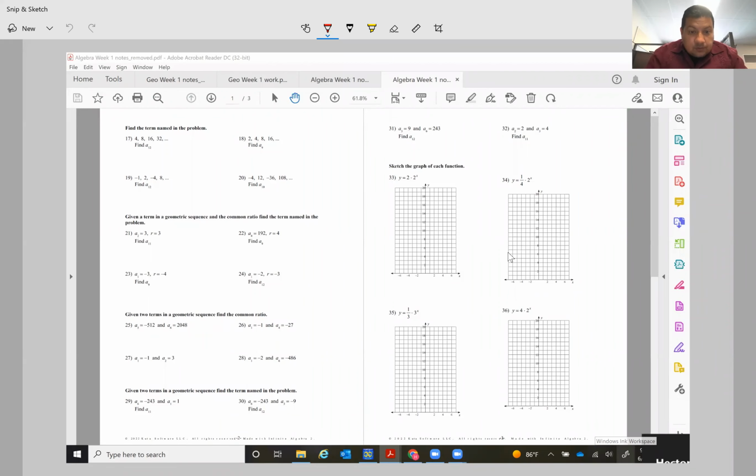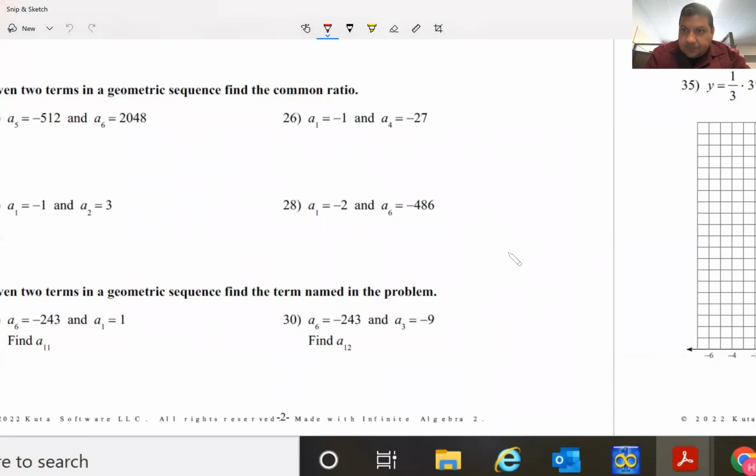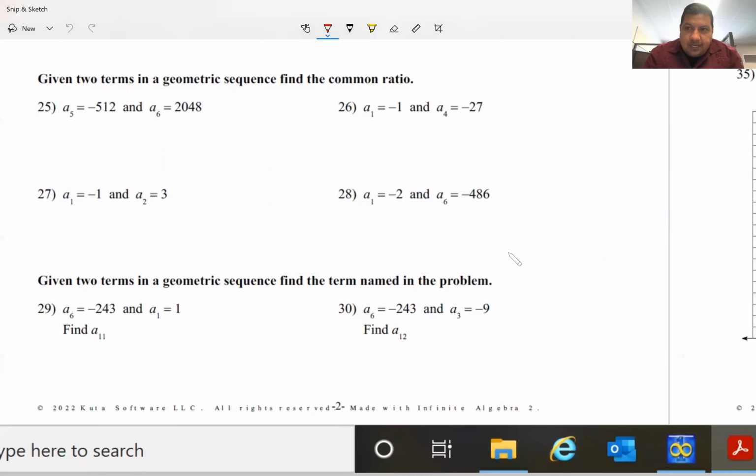All right, so from our notes, today we're going to be looking at questions 25 through 32. We're still looking at exponential equations. You'll see in the notes coming up later, we're going to learn even how to graph these. The interesting part of this is, given two terms, in questions 25 through 28, I'm giving you two terms. Find the common ratio, so find the ratio.